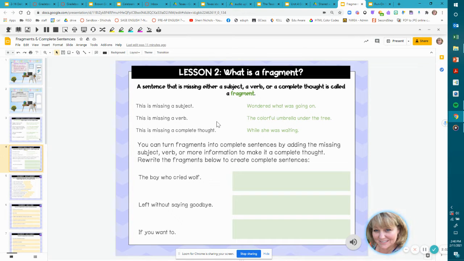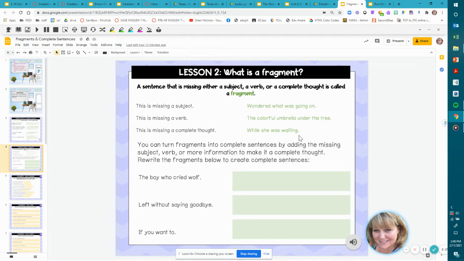This is missing a verb. The colorful umbrella under the tree. So the colorful umbrella under the tree, what? We don't know what the colorful umbrella under the tree did. The colorful umbrella under the tree blew away in the wind. There we have a verb. This is missing a complete thought.